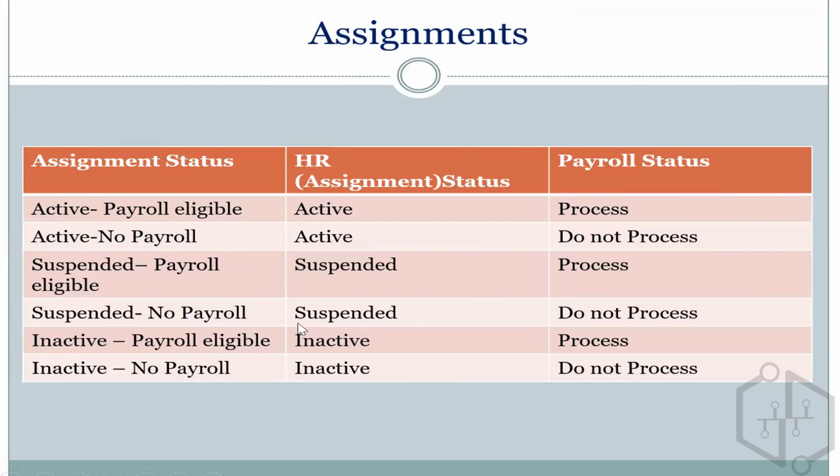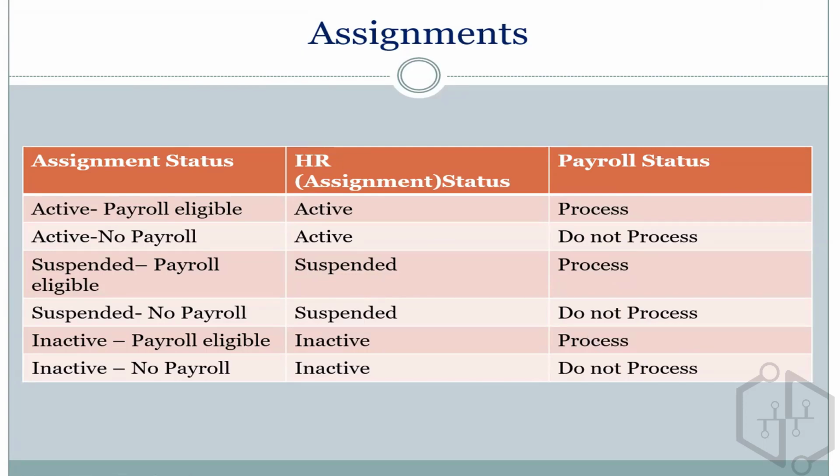Inactive, payroll eligible. Inactive means the assignment status is inactive, so he is currently not working on that assignment. But still, suppose he's on a different project and holding a secondary assignment, and that assignment is inactive, he's not working. In that case, payroll can be processed. What kind of scenario can this be? Can you give an example?